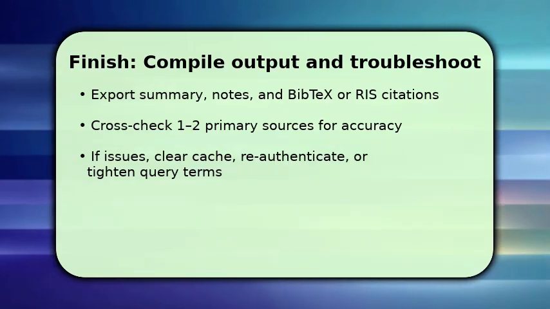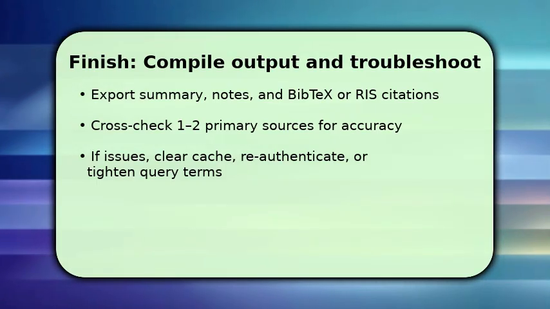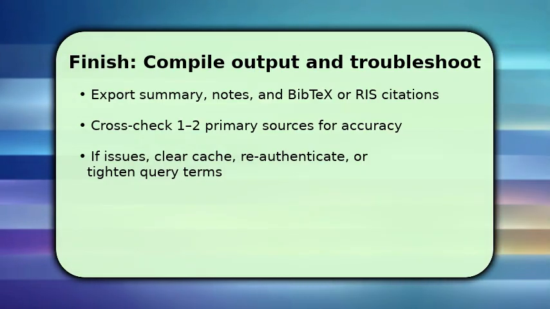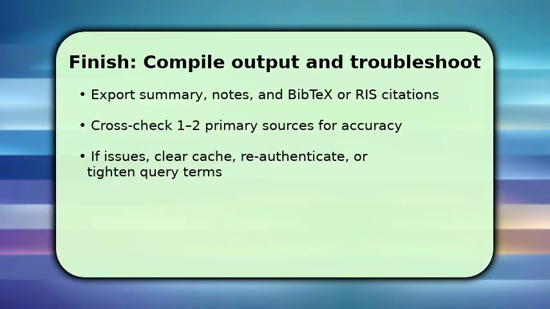You should assemble a short annotated bibliography and verify 1 or 2 primary sources to confirm critical claims. Once compiled, save files locally or to cloud storage and label them clearly. If Scholar AI returns irrelevant or missing citations, clear your cache, sign out and back in, or re-authenticate the API key. Alternatively, tighten your prompt.